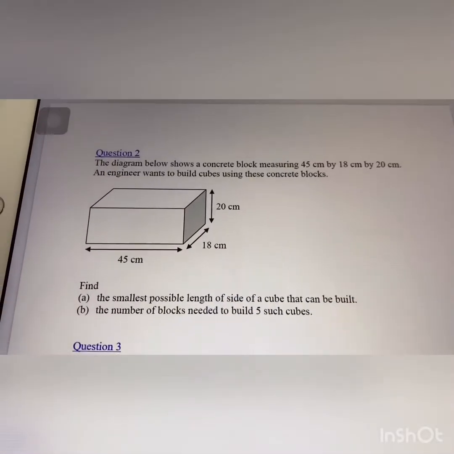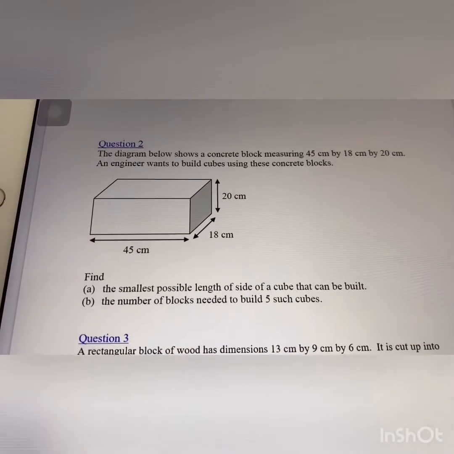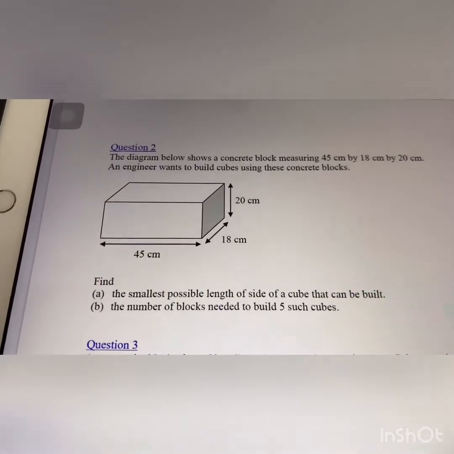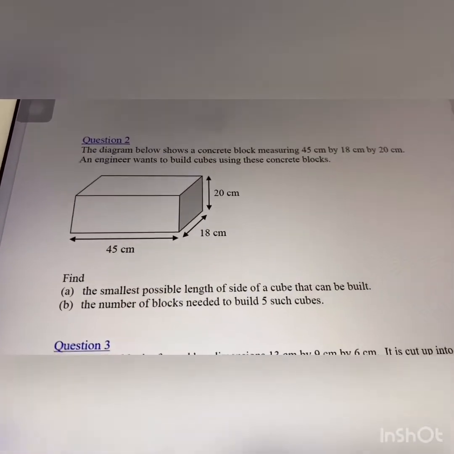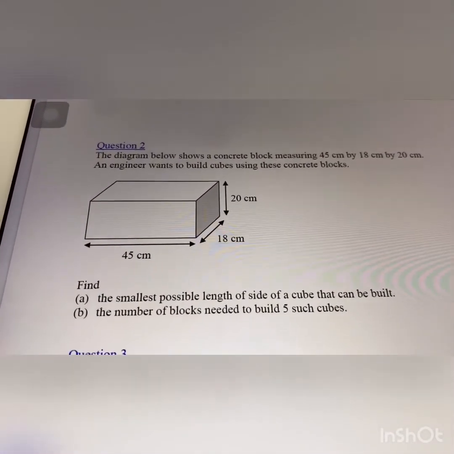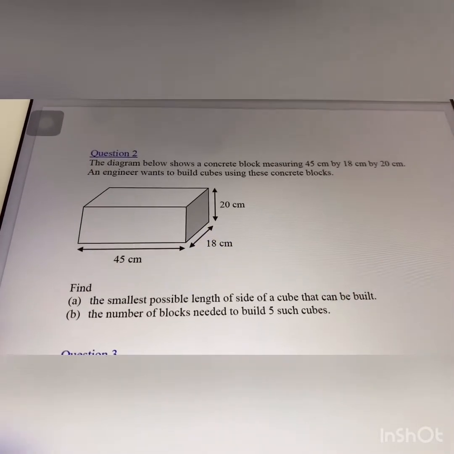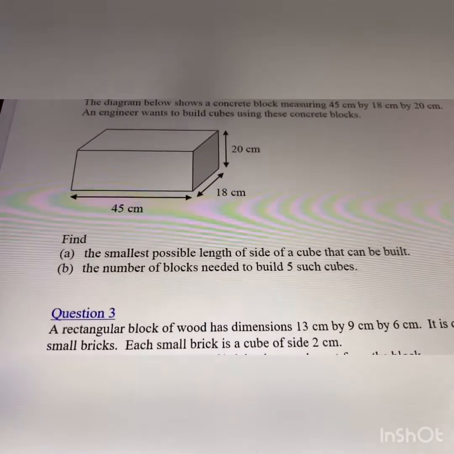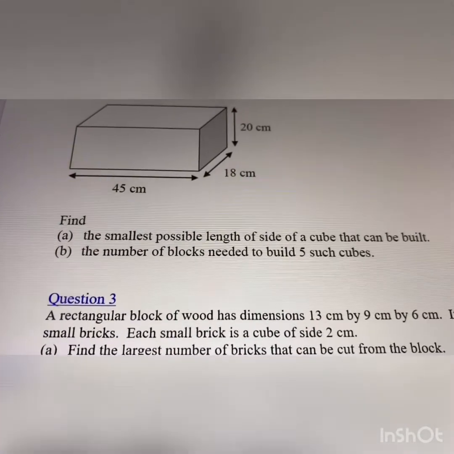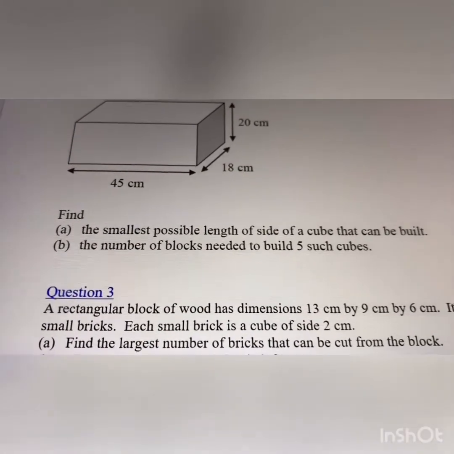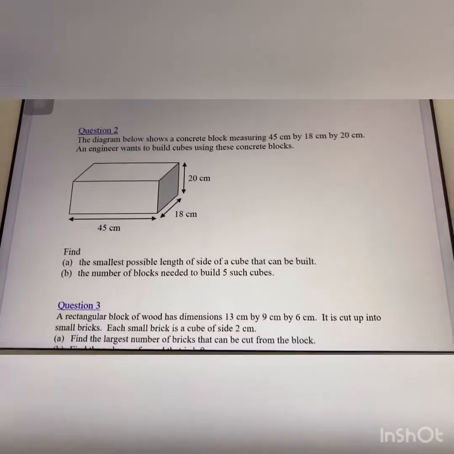You can see this is a question I was going to talk to you about. Question 2. The diagram below shows a concrete block measuring 45 cm by 18 cm by 20 cm. An engineer wants to build cubes using these concrete blocks. Find the smallest possible length of a side that can be built. The smallest number of blocks needed to build 5 such cubes.